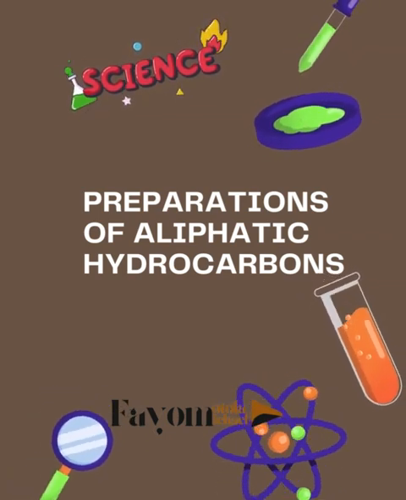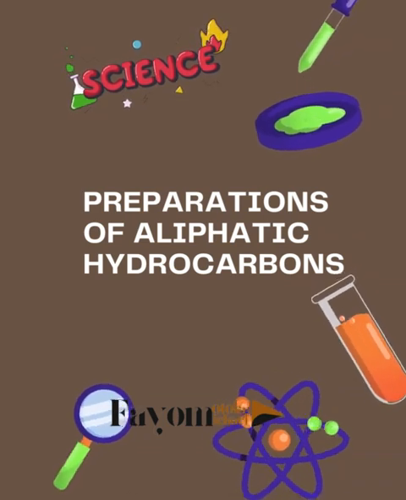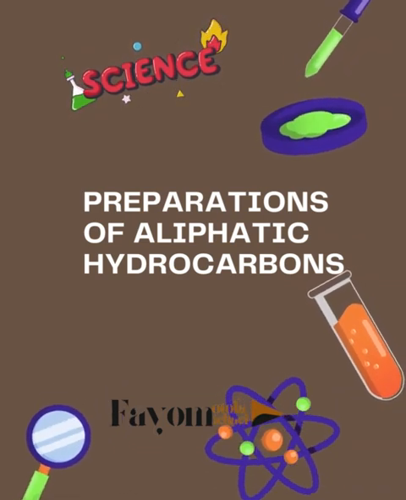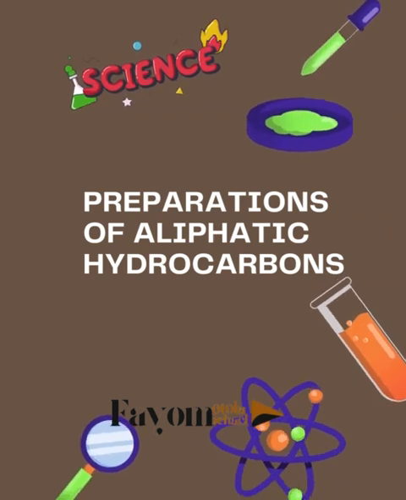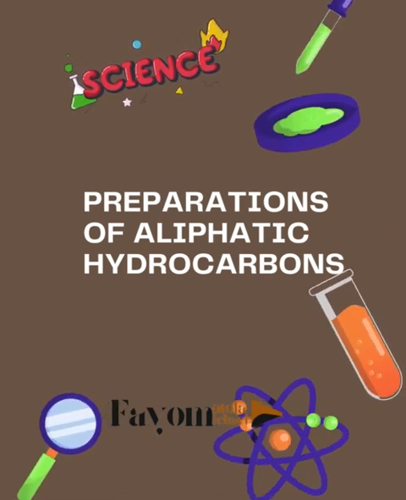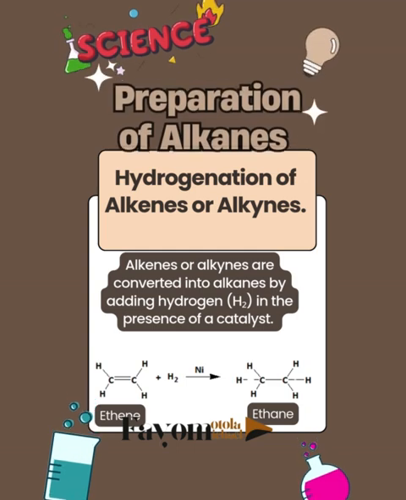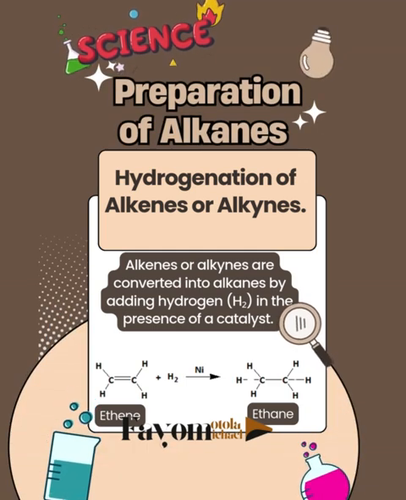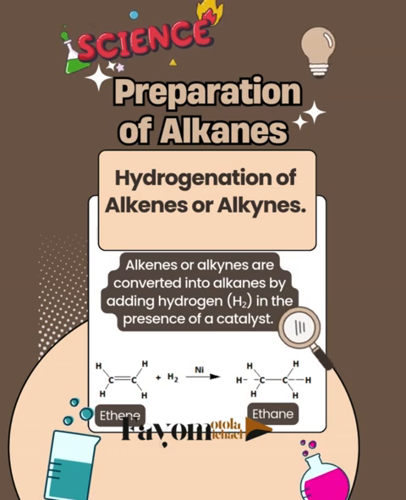CnH2n+2. That's where you have methane, which contains one carbon atom, ethane, which contains two carbon atoms, and so on. How are they prepared? Number one is through the hydrogenation of alkenes or alkynes.